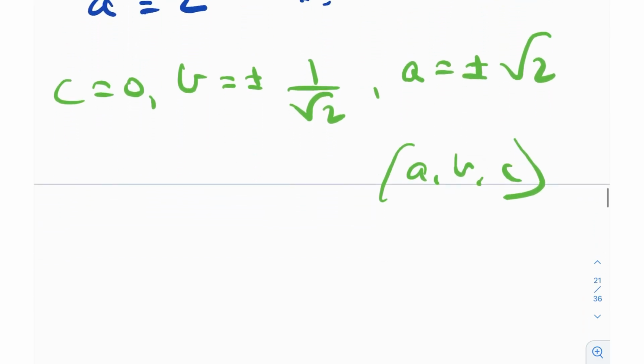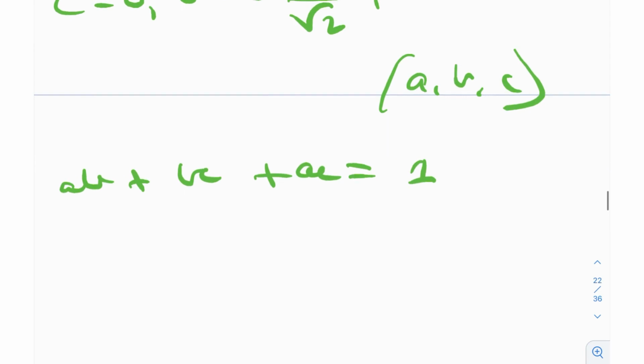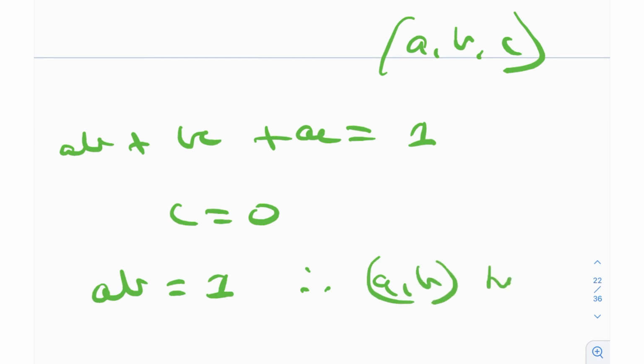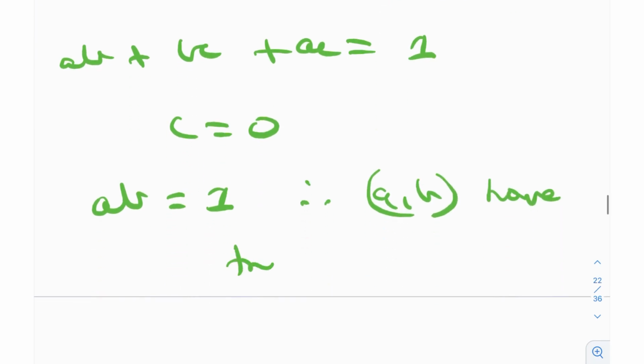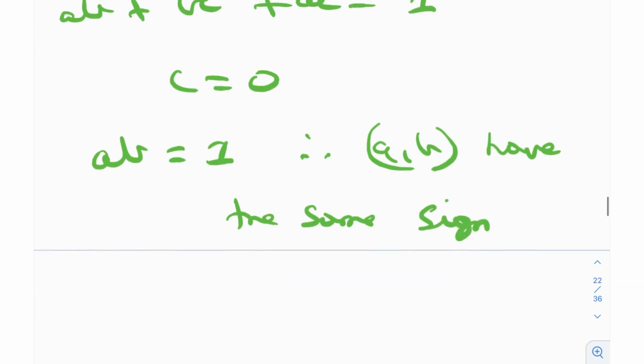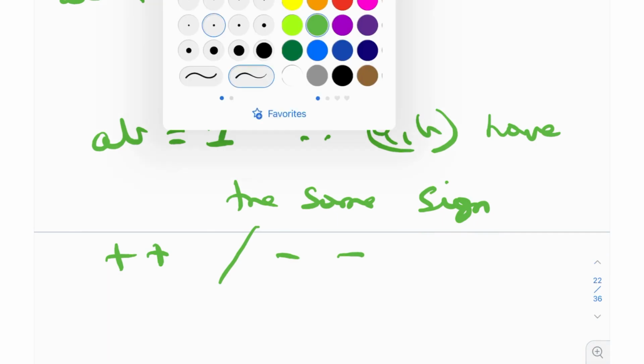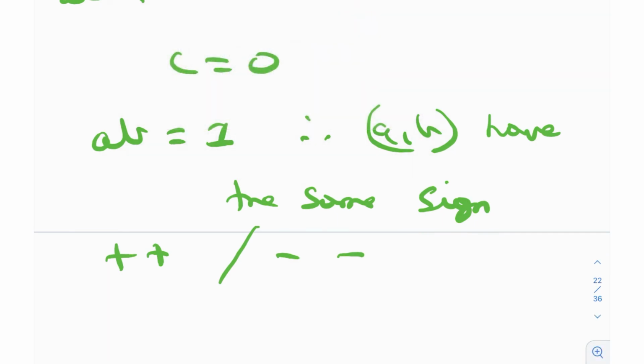And to figure that out, we use a third equation. ab plus bc plus ac is equal to 1. So you effectively just plug in c is equal to 0 over here, and you'll get ab is equal to 1. Therefore, a, b have the same parity, or they have the same sign. Effectively, the product is a positive quantity, so they both need to be positive or they both need to be negative. So the solution set of a, b, c can be written like this.